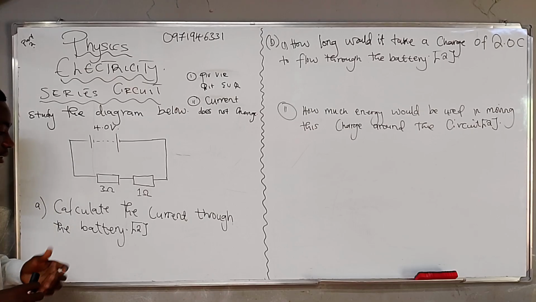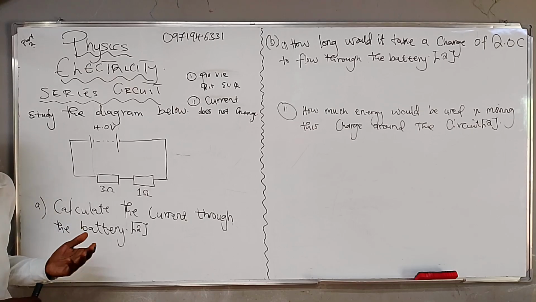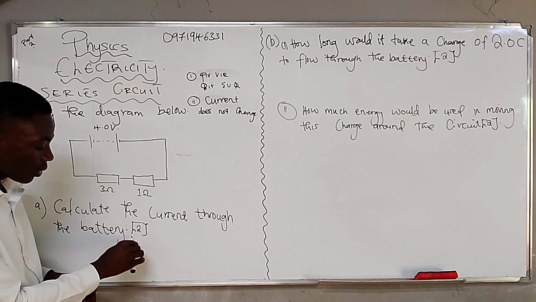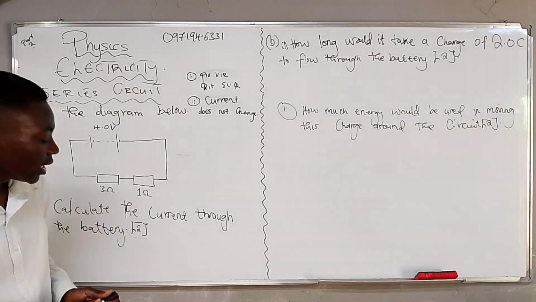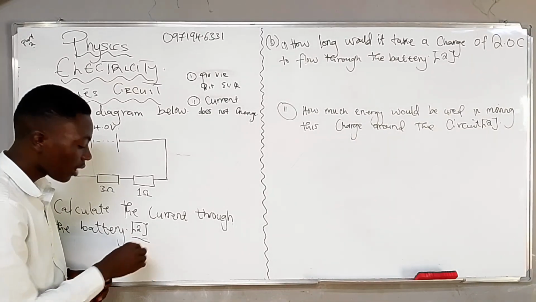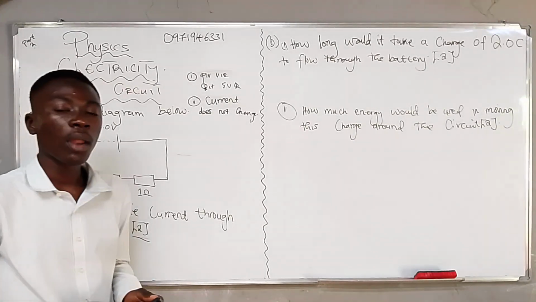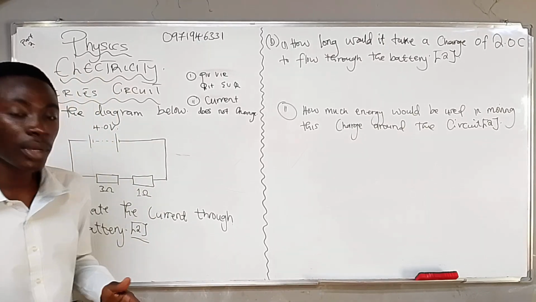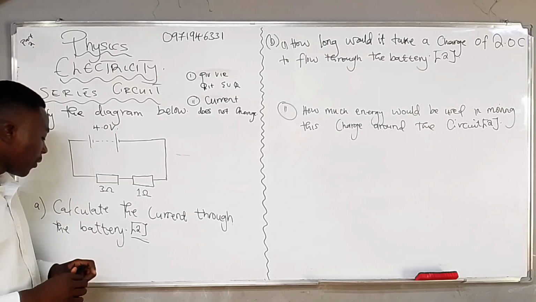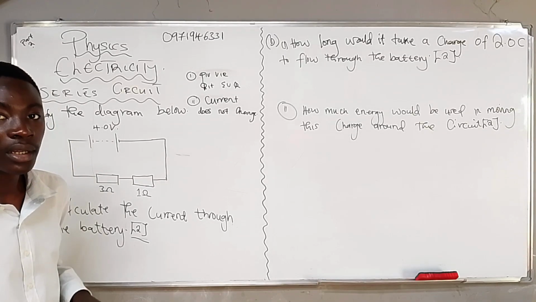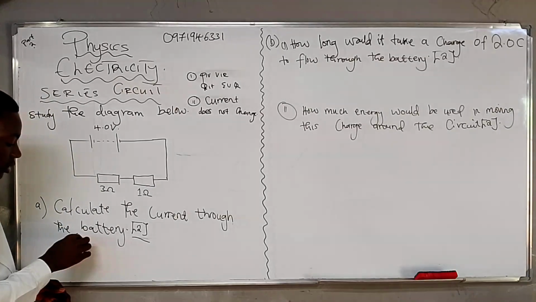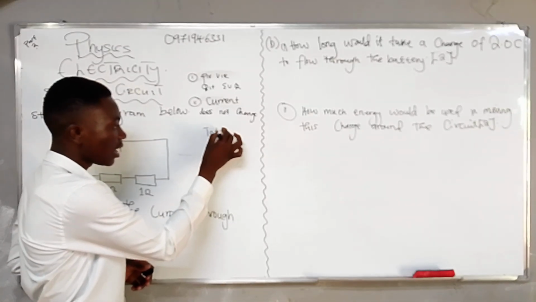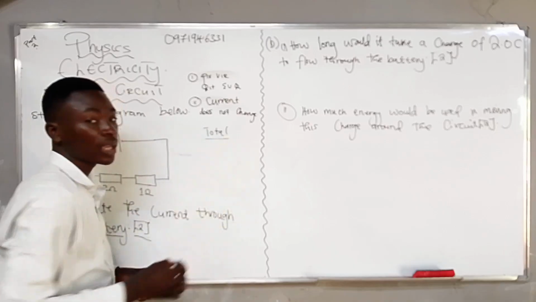And the first question says, calculate the current through the battery. So the marks will guide you on what to do. So you just see a question having 2 marks. It means that you're having 1 mark for the correct formula and 1 mark for the correct answer with correct units. So the question again is saying, calculate the current through the battery. When they just say the current through the battery, they are looking for the total current.